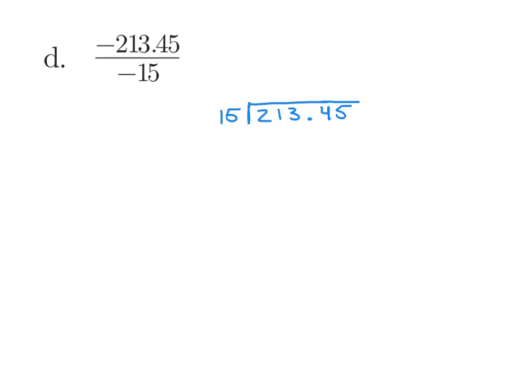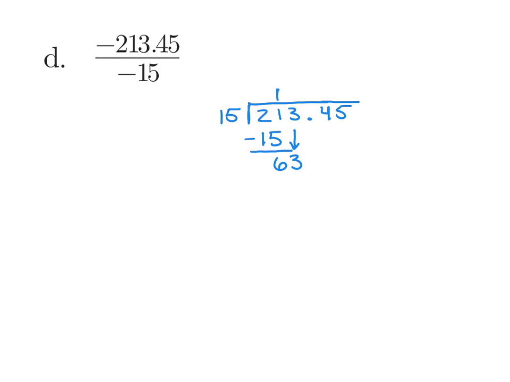My bottom number, the 15, will go outside, and we divide. So what's the first number that 15 divides into? That's going to be the 21. So 21 divided by 15 is 1. 1 times 15 is 15. Subtract, we get 6. We bring down our 3.